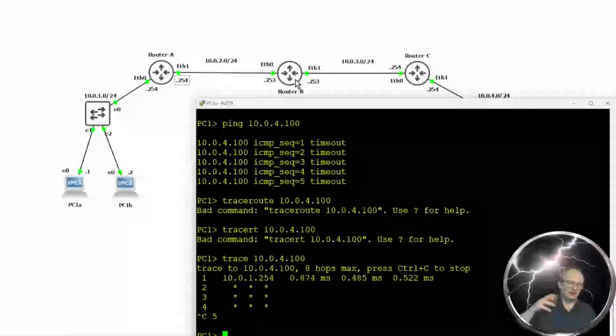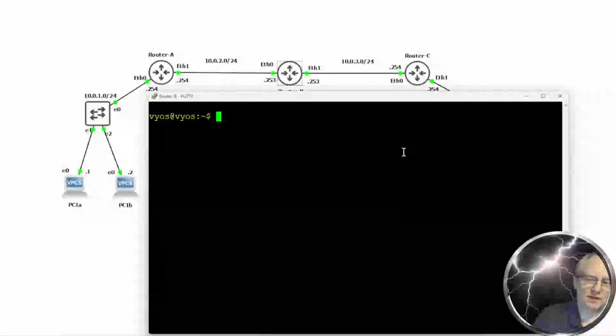Now the timeout means that it's getting there and not back. Nine times out of ten, that means somewhere on the path it's taking a wrong turn or the traffic cannot get back. So router A sends it to router B, and router B doesn't send it back. Now, I know what the problem is, but if you were troubleshooting this, you would probably go to router B, because we see it getting to router A, but we don't see it getting any farther than router A. That means that router B, the next hop, is the point where it's failing, so that's where you should investigate further. So here I am at router B.